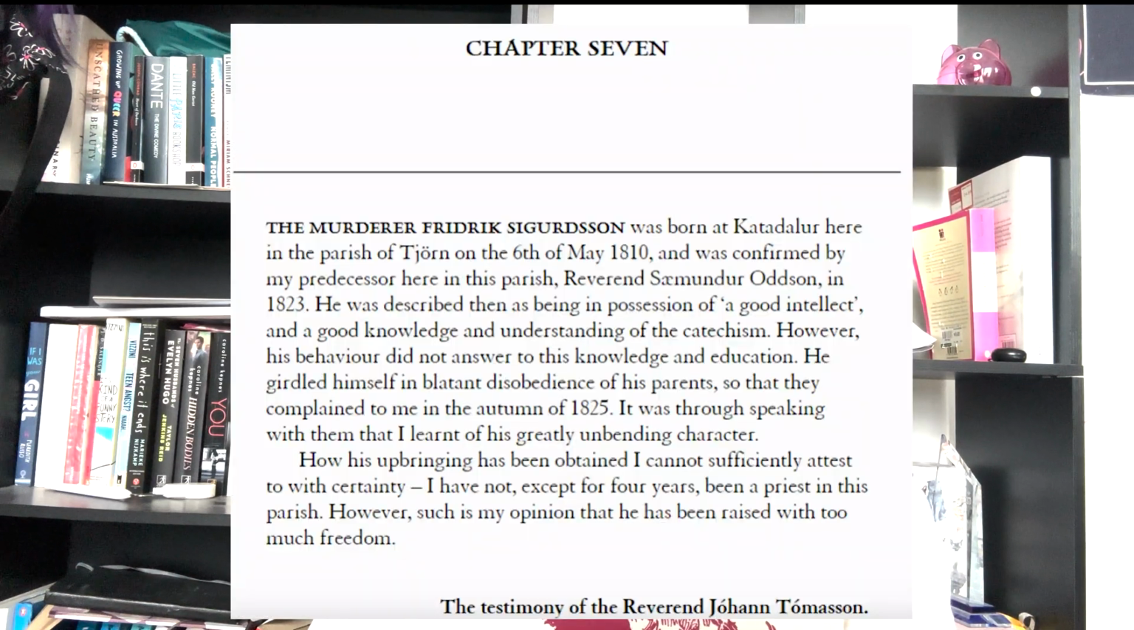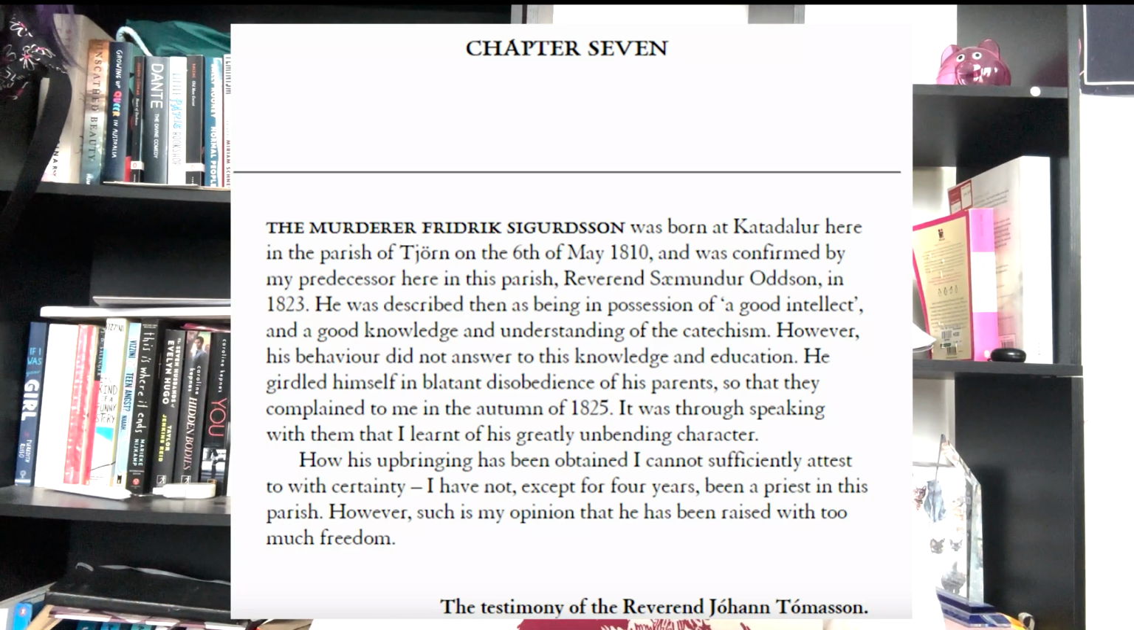Chapter 7 starts with a testimony from Reverend Johann Thompson, and this is about Friedrich. So what's interesting, I think, is the last sentence in here where it says, "I have not, except for 4 years, been a priest in this parish. However, such is my opinion that he has been raised with too much freedom."